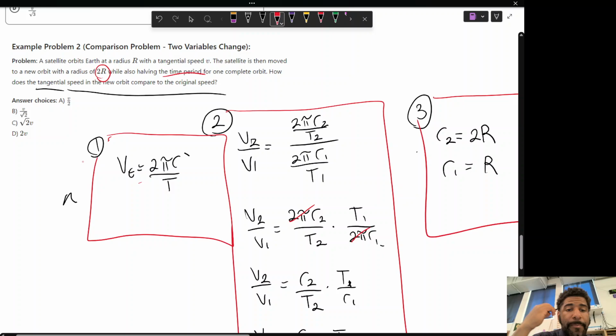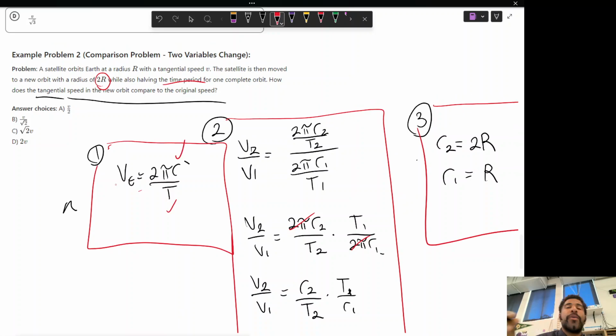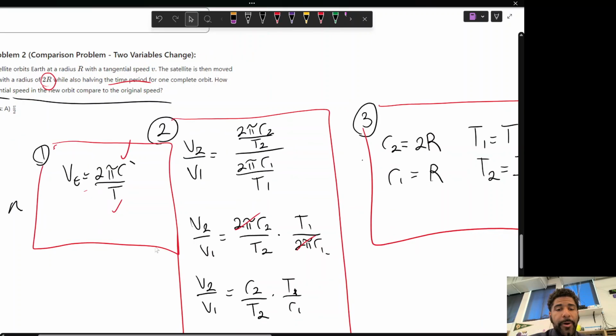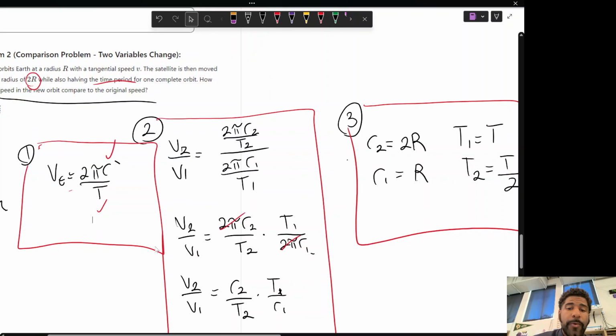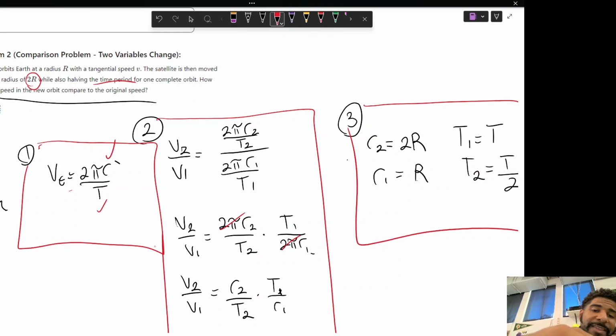Now that I have the formula, I'm going to compare the two of them with a ratio. It's going to be V2 over V1, and I'm going to take this formula for V2, and for r and t, for the variables I have, I'll put a 2 next to it, and for down here, for r and t, I'll put a 1 next to it for V1.